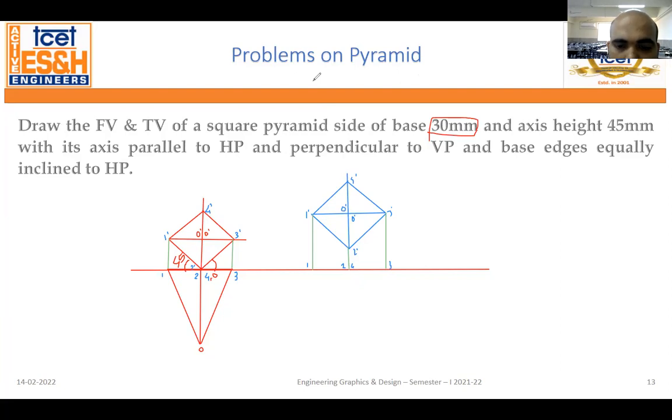I'll just make the axis height. So from here, I'll just take the axis height. Let's take this as the axis height, which is 45. And then from here, I'll connect this with this one. And from here, I'll connect with this one. And this will be my base.